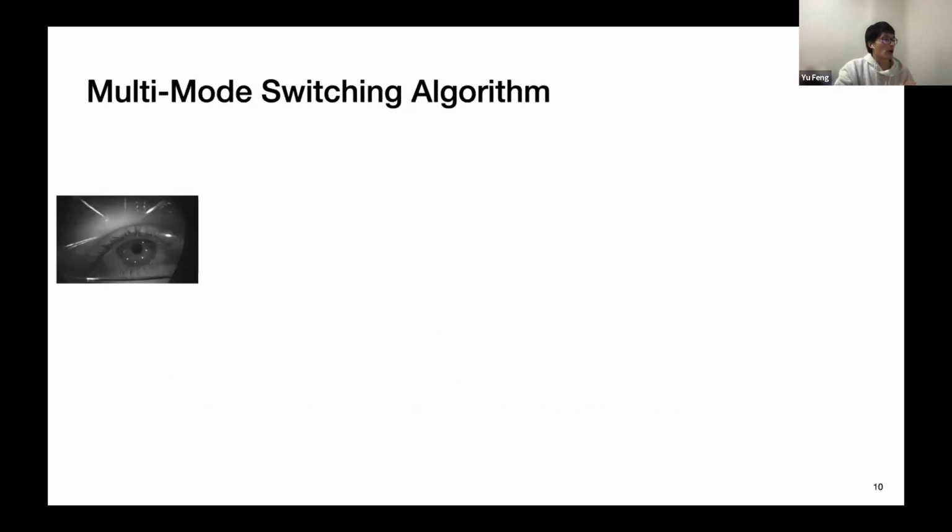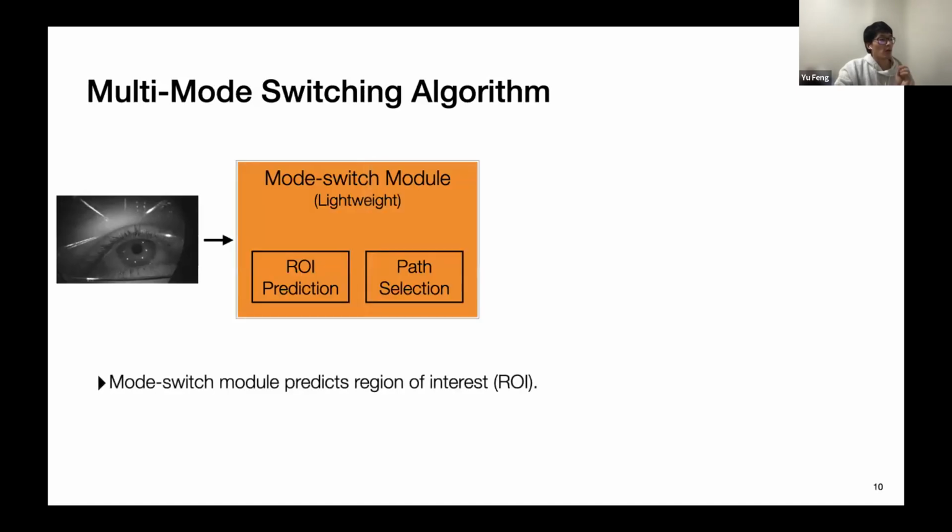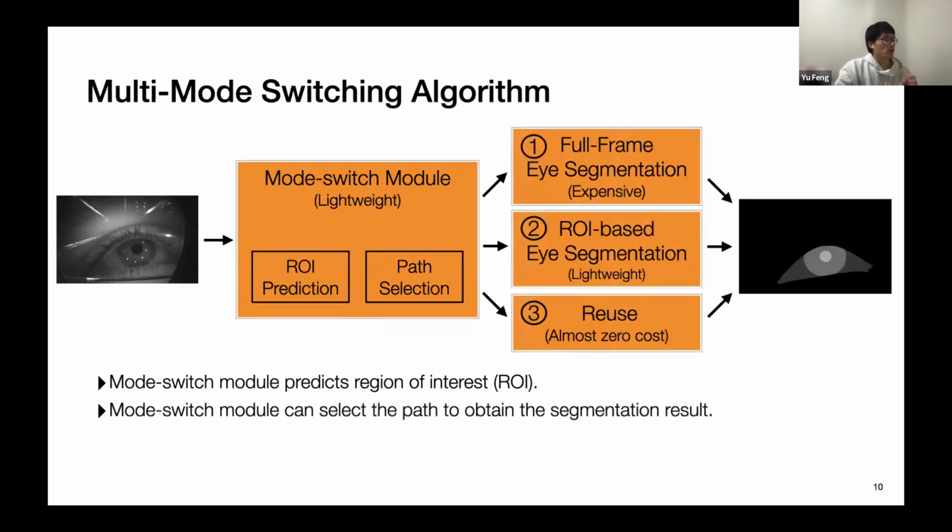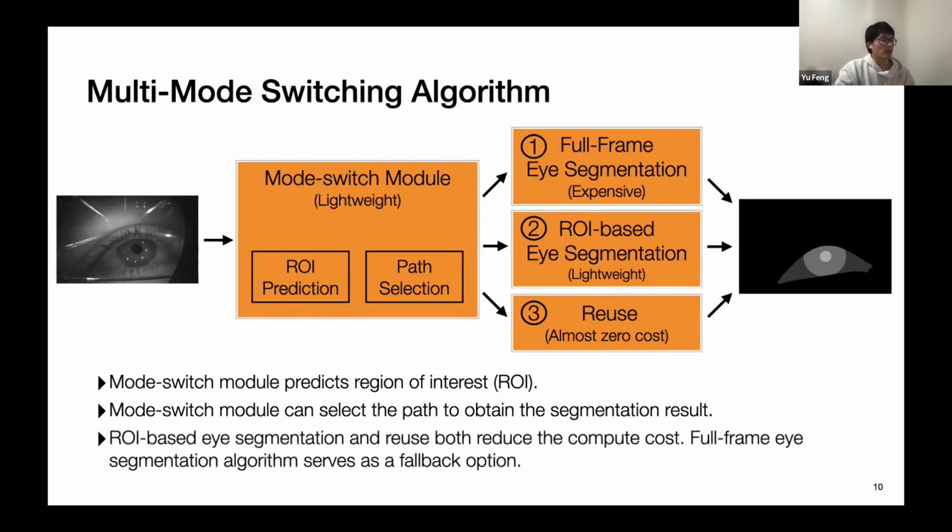To leverage our ROI prediction, we propose our multi-mode switching algorithm. Our mode switch module will use the ROI prediction network to predict ROIs. In addition, the mode switch module can also select the execution path for the rest of the pipeline. In our case, we have 3 different paths. ROI prediction, ROI-based eye segmentation, and reuse will reduce the overall computation cost. And we only execute the full frame eye segmentation as a fallback option.